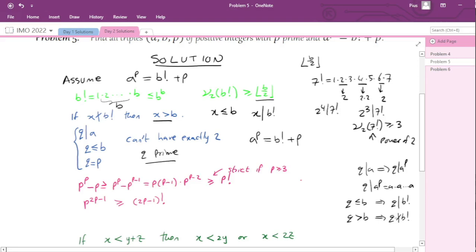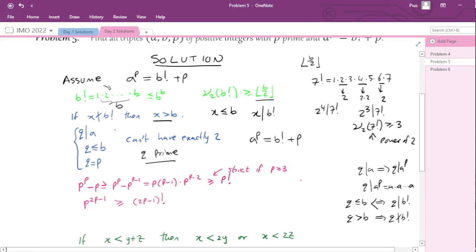So q is a prime. Suppose q divides b factorial, then it has to appear somewhere as a factor, because the smallest multiple of q we could have is q itself. So if you have a multiple of q in this range, then q itself has to be there. So q will have to be at most b, and that will contradict this. So we have that this is actually an if and only if condition.